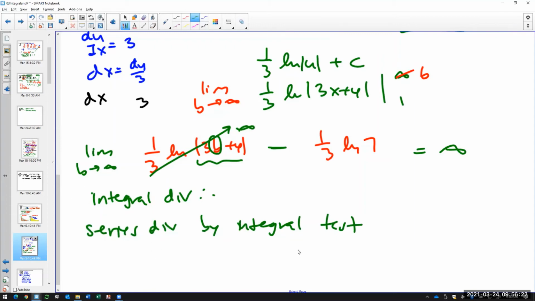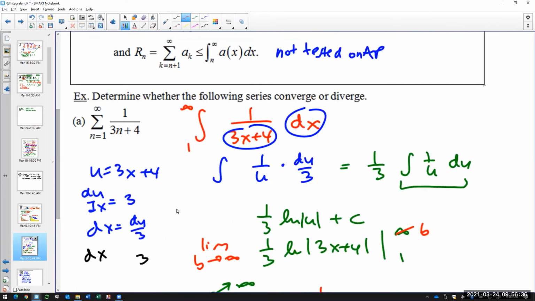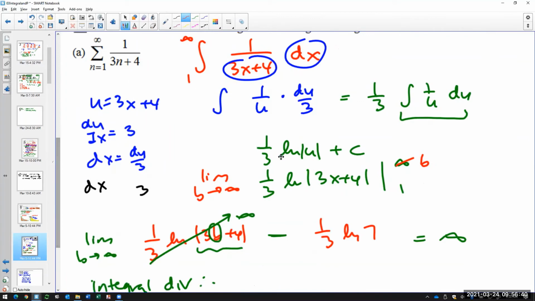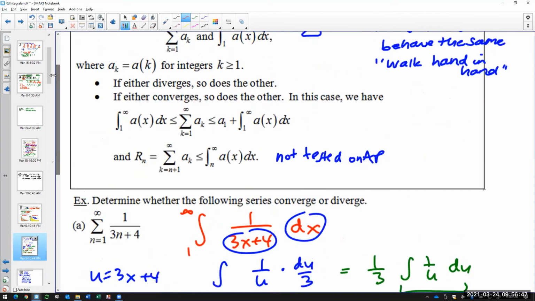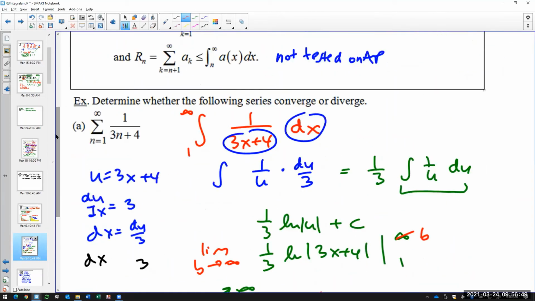I don't know what the sum is. All I know is they go hand in hand. If the integral diverges, the series diverges. What am I looking for on your paper? Tell me if the series diverges or converges. Tell me what test you use. And if you use the integral test, you have to do all of this. I'm looking for the proper work to support your answer, even if you end up with the right answer. If your integral is wrong, you won't get full credit. You'll get partial credit.